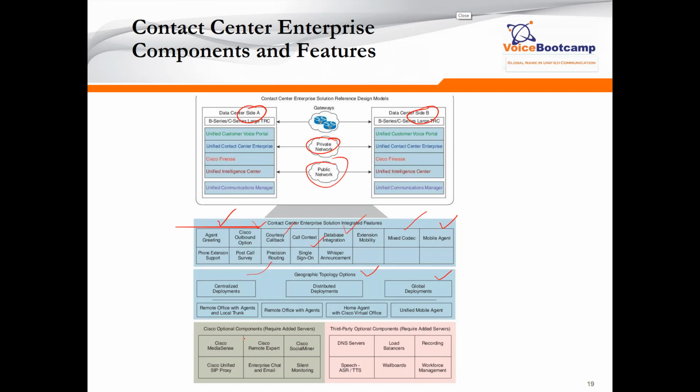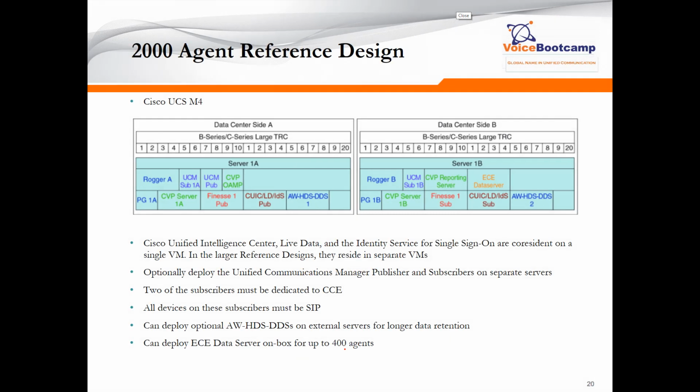Now, the optional components, which could be MediaSense, Remote Expert, Social Miner, SIP proxy, and Enterprise Chat and Email, are all part of the optional group. And third party, of course, is the one that we just talked about: DNS, wallboard, and recording server. So this is your architecture for your UCCE and the components and features.